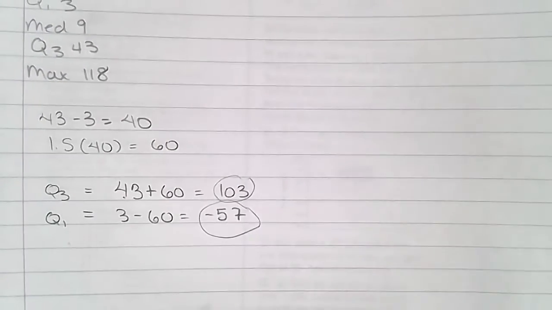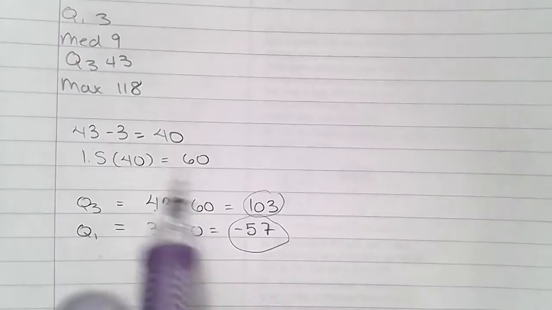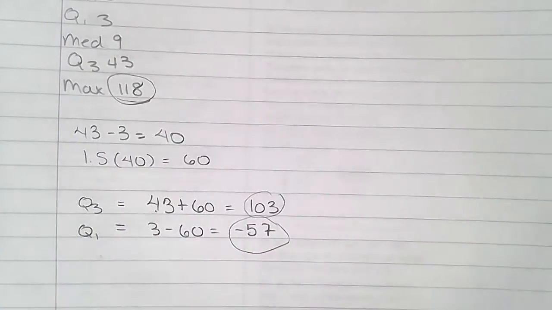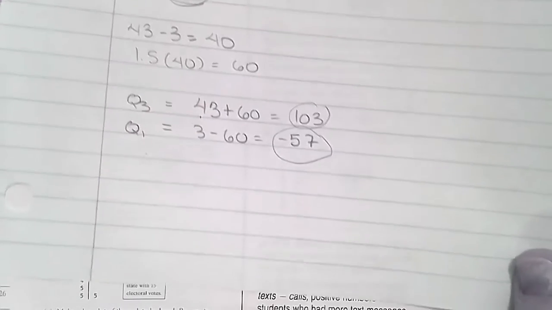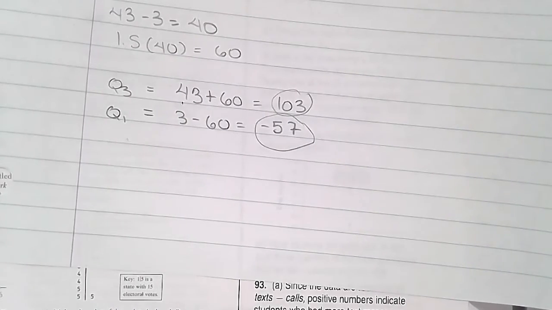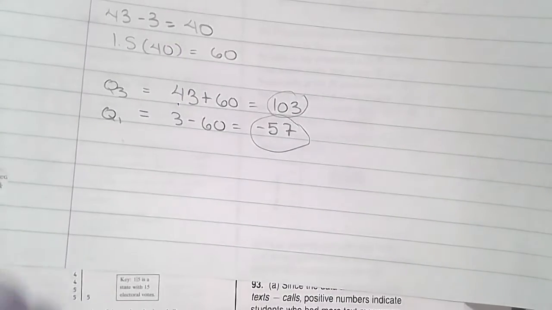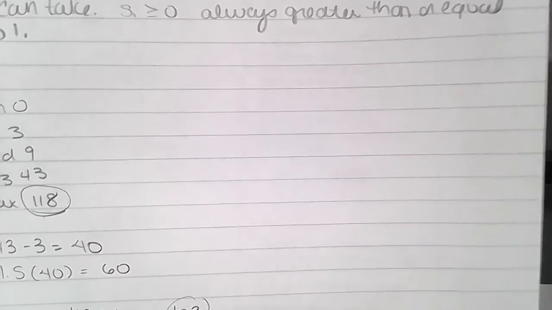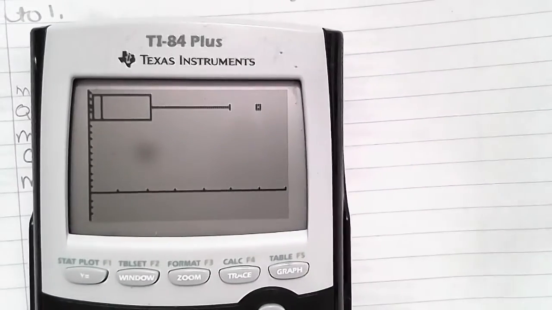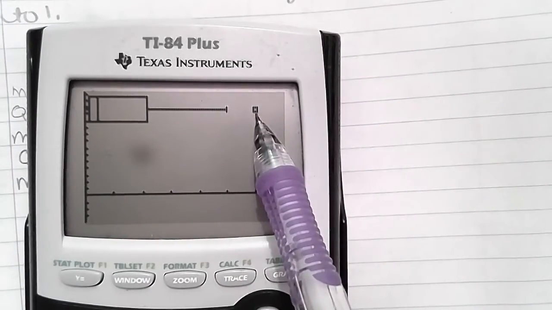So I'm going to see if there's anything over 103. Well, we already see that our max is 118. So there's one. According to our data, we only have one number, which is 118, which is our max, and that's your outlier. Okay, so going back to this, that is going to be our outlier.